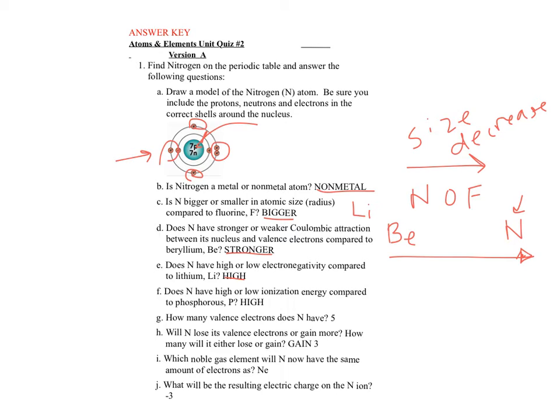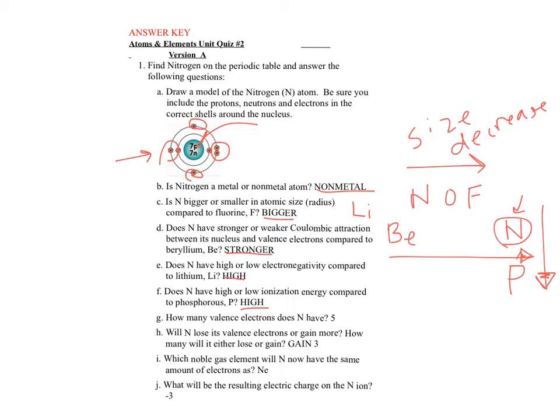In 1F, it asks if nitrogen has higher or lower ionization energy compared to phosphorus. In this case, phosphorus is 1 down in the column. If you look at your periodic table, it's 1 down in the column. And remember, as it goes down, the ionization energy decreases. So that means nitrogen has a slightly bigger or more ionization energy. It's going to take more energy to remove an electron from nitrogen than it is from phosphorus.